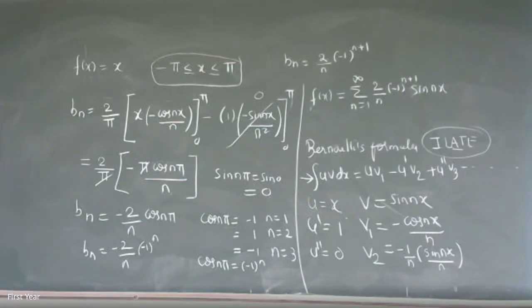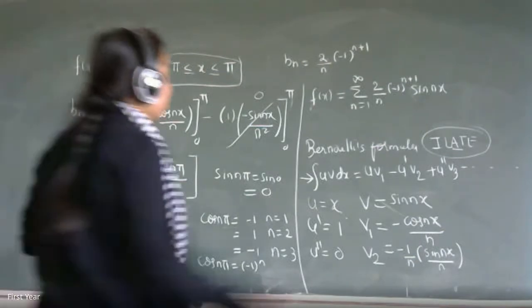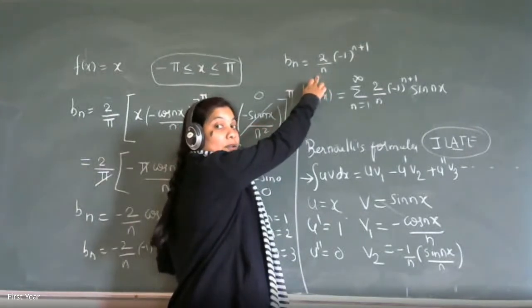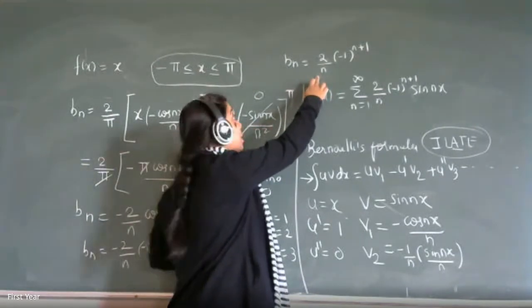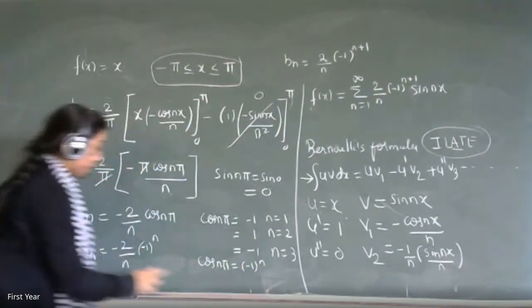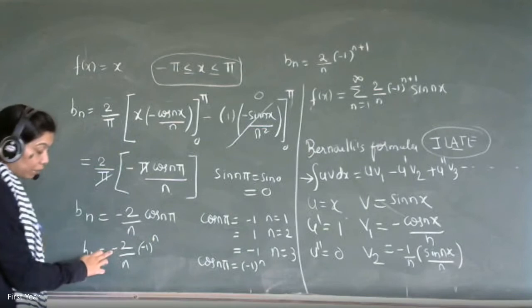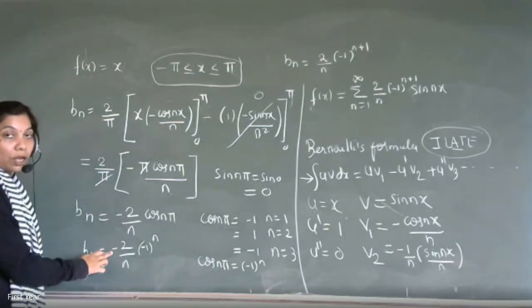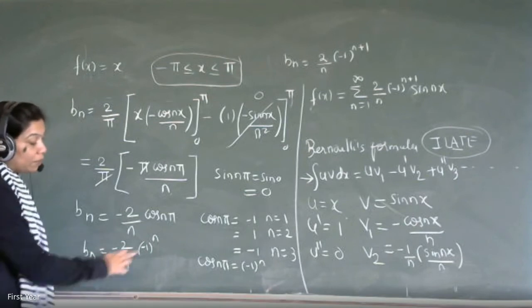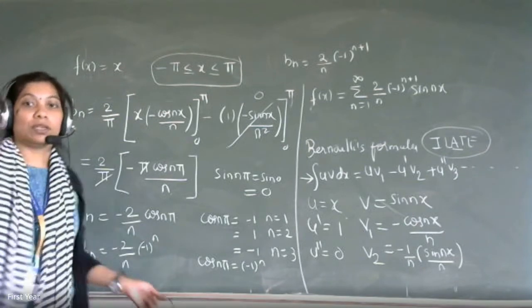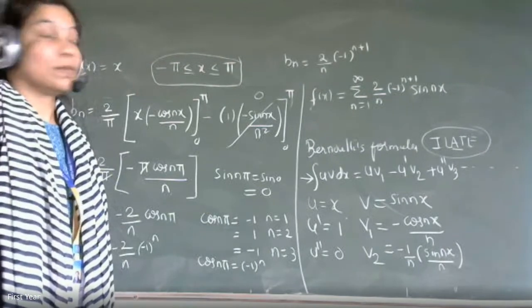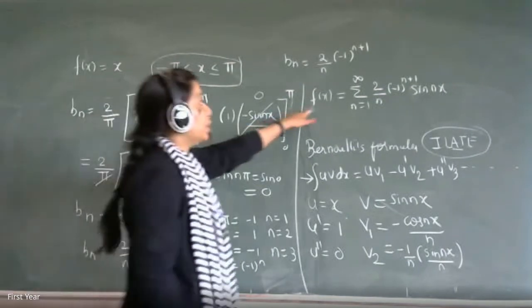Okay, which is that one? This one. See here, cos n pi value is (-1) to the power n. So this is (-1) to the n and one more negative sign is there. So total how many negative signs? N plus 1, no? So I wrote 2 by n into (-1) to the power n plus 1. Is that clear? And that's why your final expansion is this.